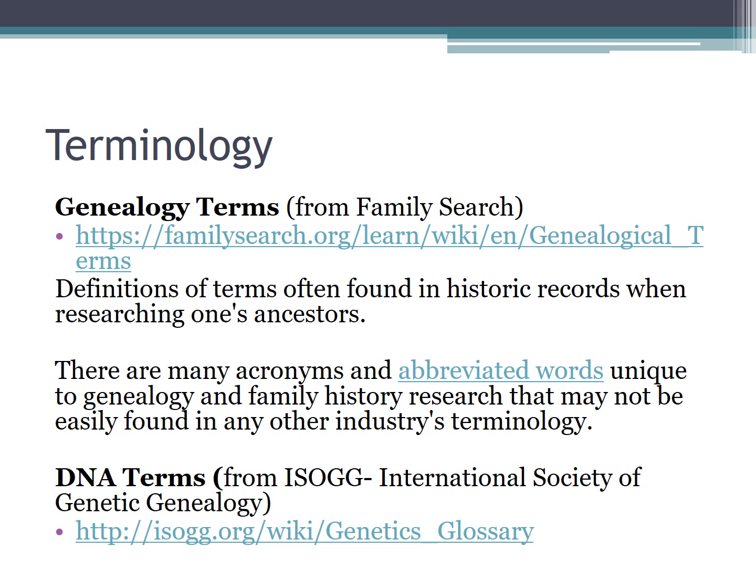Also, there are a lot of DNA terms from ISOGG's website, the International Society of Genetic Genealogy. They have a wonderful glossary there. So if you need to learn about what it means to be a haploid group, or what a SNP is, or what a centimorgan is, that's a great place to go to find that information as well.